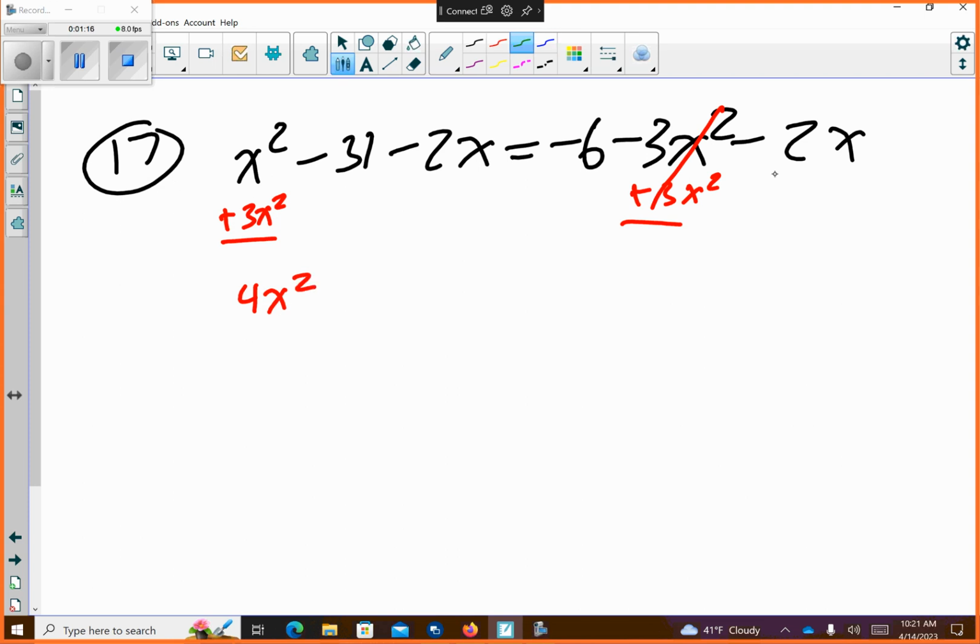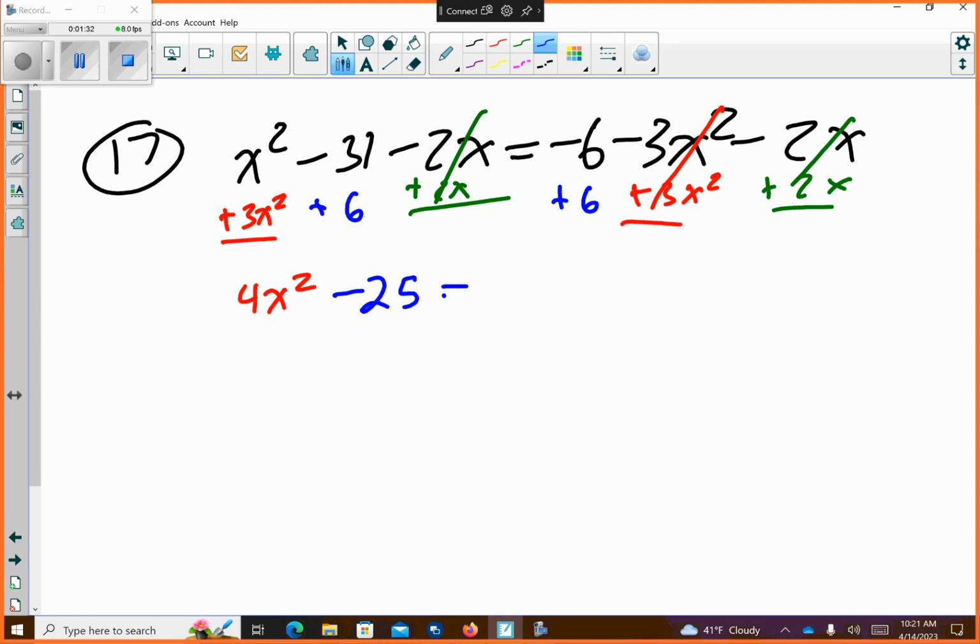All right, so then I'm going to add 2x to both sides. And notice what happens to the 2x's. Gone. And then I'm going to add 6 to both sides. Okay. Is it now equal to 0? And if so, does that look like it kind of, sort of, in a little tiny way, cleaned up a little bit?